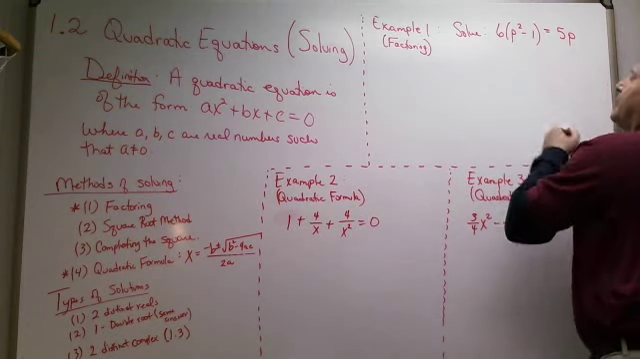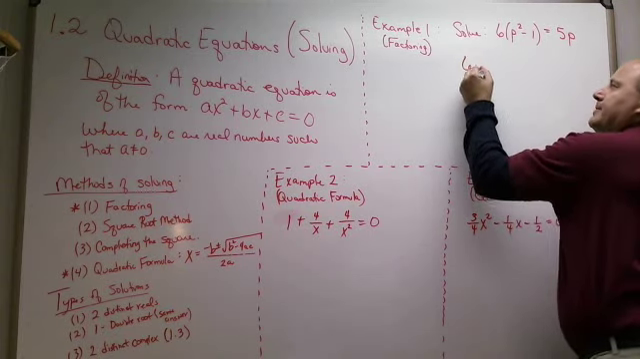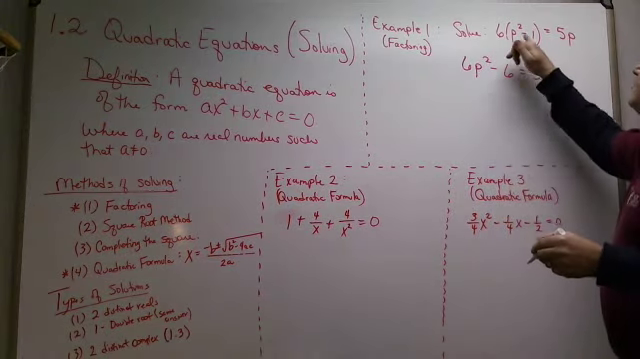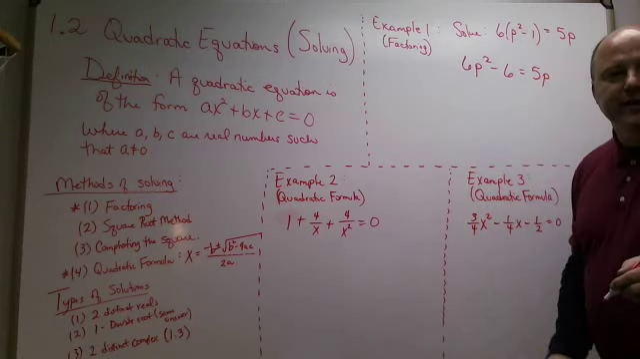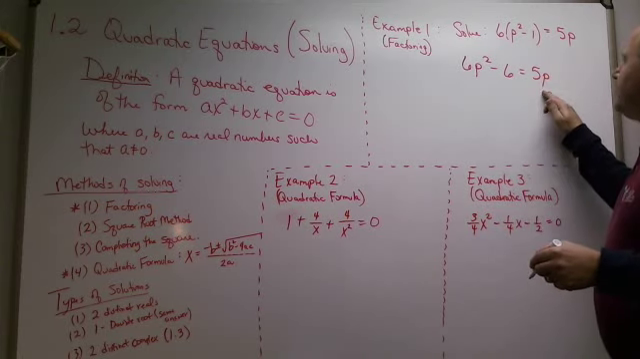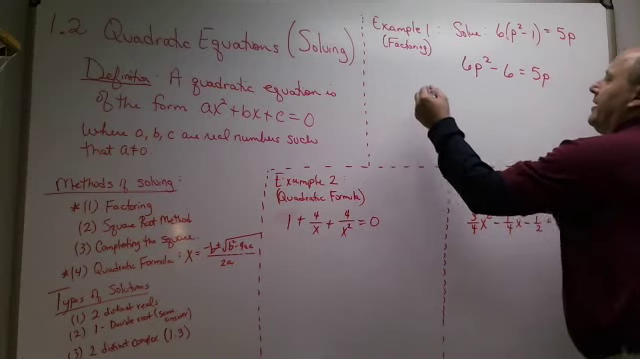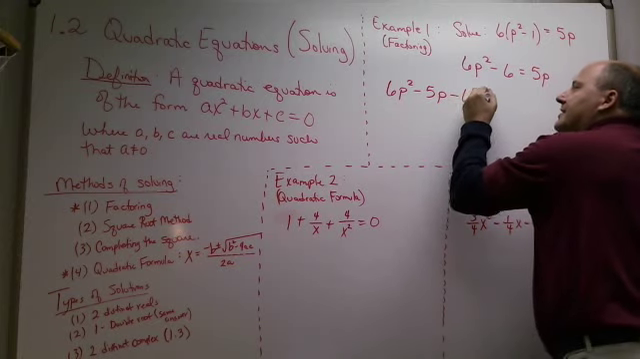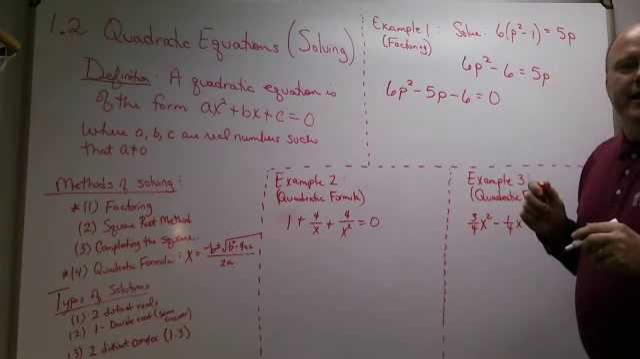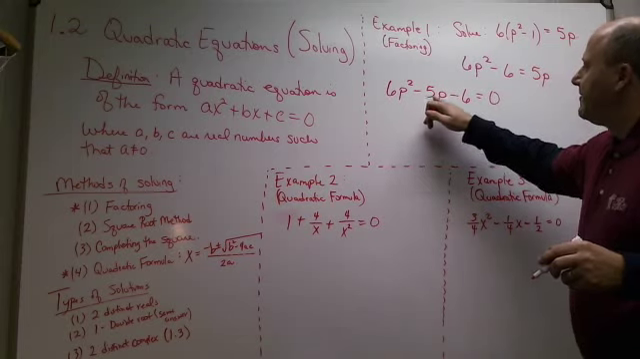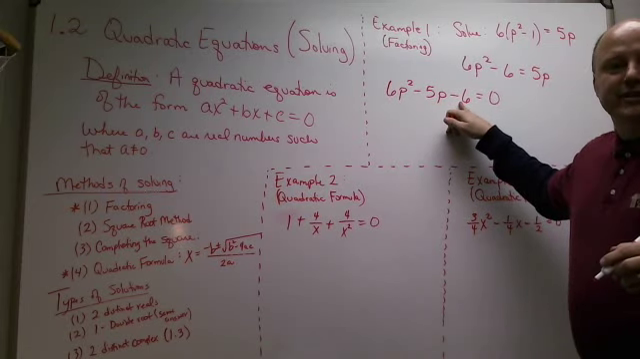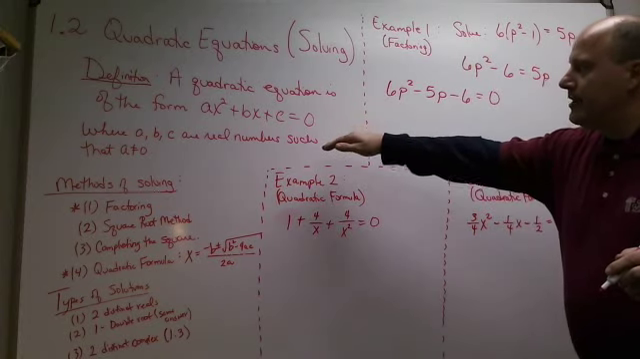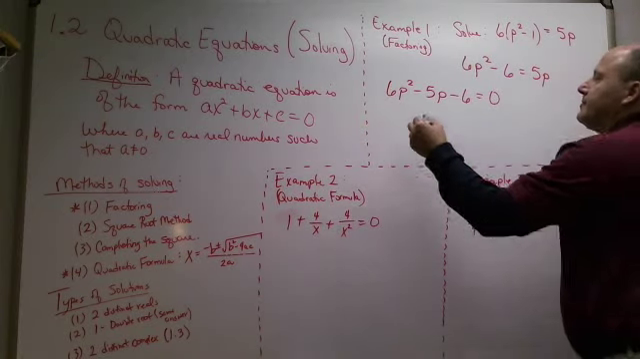So the first thing you're going to do is distribute the 6. So it's 6p squared minus 6 equals 5p. Remember, 6 times negative 1 is negative 6; a lot of people will forget to do that. Then you set it equal to 0 and put it in descending order. So you get 6p squared minus 5p minus 6 equals 0. Now, a is 6, b is negative 5, and c is negative 6. If I were using the quadratic formula, I would just substitute those numbers in. But this one should factor, so I'm going to factor this one.